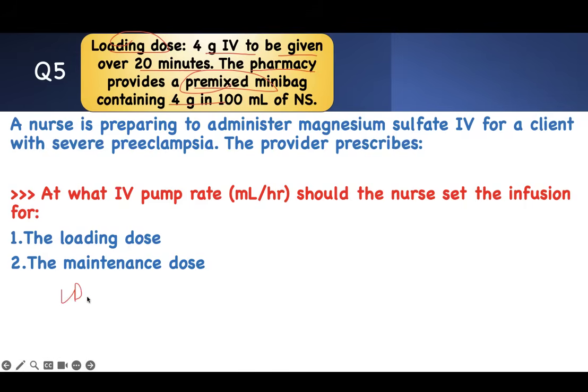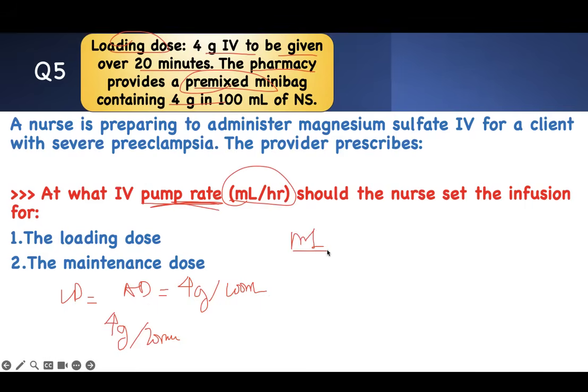So for the loading dose, I have the available dose, which is what? They told me 4 grams is in 100 ml. That's all. And then they say what? The loading dose, I should have 4 grams over 20 minutes. You're already done. What you need to do next is ask yourself, what are they asking me? They said I should set the pump in ml per hour. So I write ml per hour.